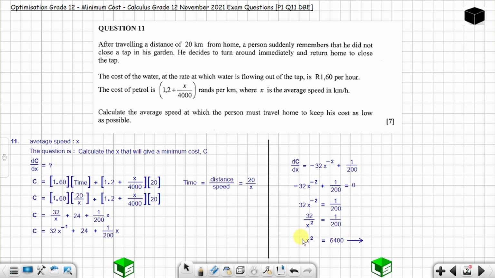So the square root of x squared is x, which is equal to positive or negative square root of 6,400. The square root of this is 80. We only take the positive number, not negative, because we are calculating the average speed, and we are not expecting a negative average speed. So x is equal to 80 kilometers per hour.